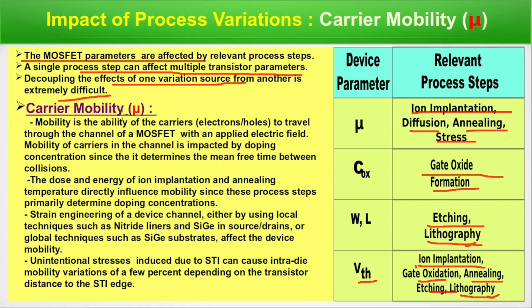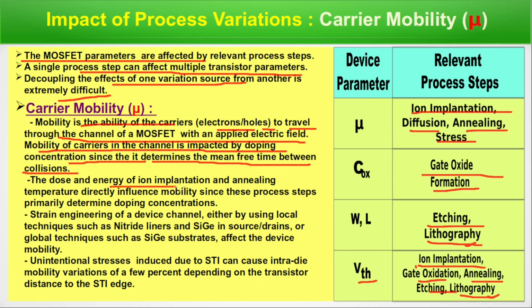Now let's see how carrier mobility is impacted by process variation. Mobility is the ability of carriers, that is both electrons and holes, to travel through the channel of a MOSFET with an applied electric field. Mobility of carriers in the channel is impacted by doping concentration since it determines the mean free time between collisions. Now, if doping is higher, the number of dopants is higher, that is the channel area is more crowded, and the mean free path decreases.